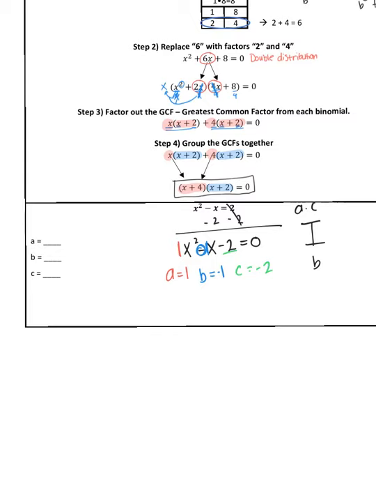So on the top of my I, I've got A times C. A is 1 and C is negative 2. So this is going to multiply to give me negative 2. And then B at the bottom is negative 1.